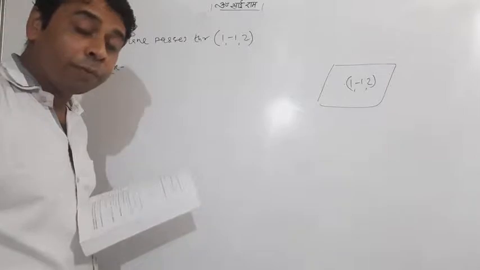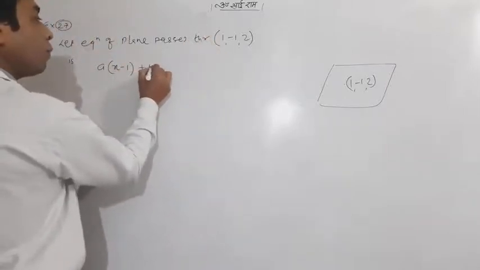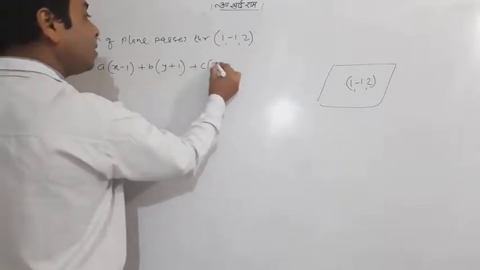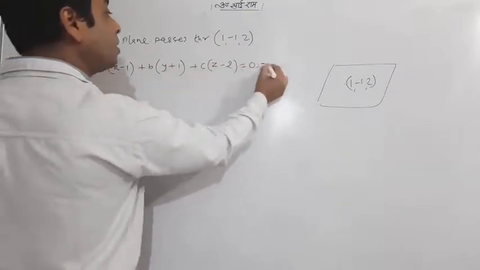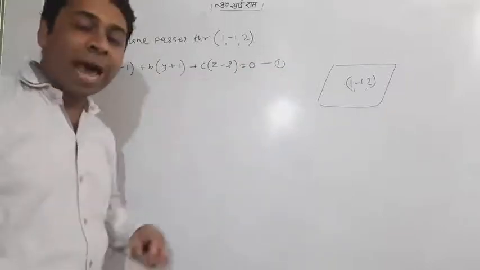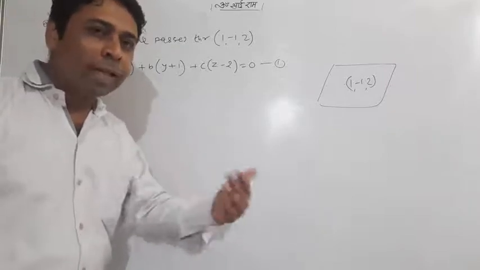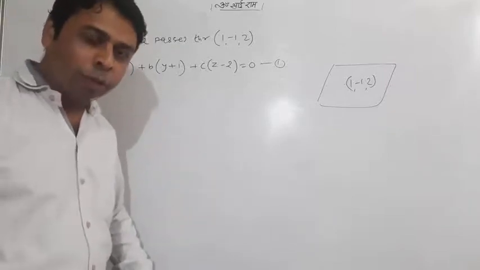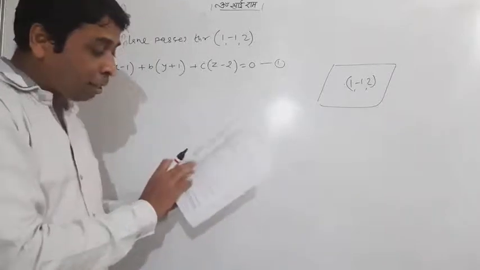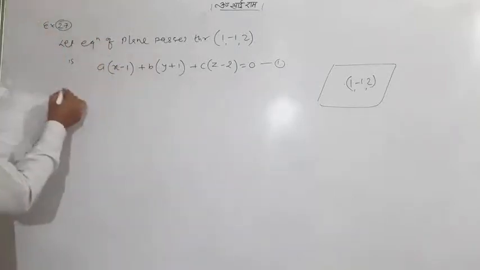In Cartesian form we are doing A(x - 1), B(y + 1), C(z - 2) = 0. This is my answer. But I don't have A, B, C, which are the ratios of the normal of the plane. Now you have to follow the language given in the question. What language is given? That this plane is perpendicular to both planes. Let me first write this.